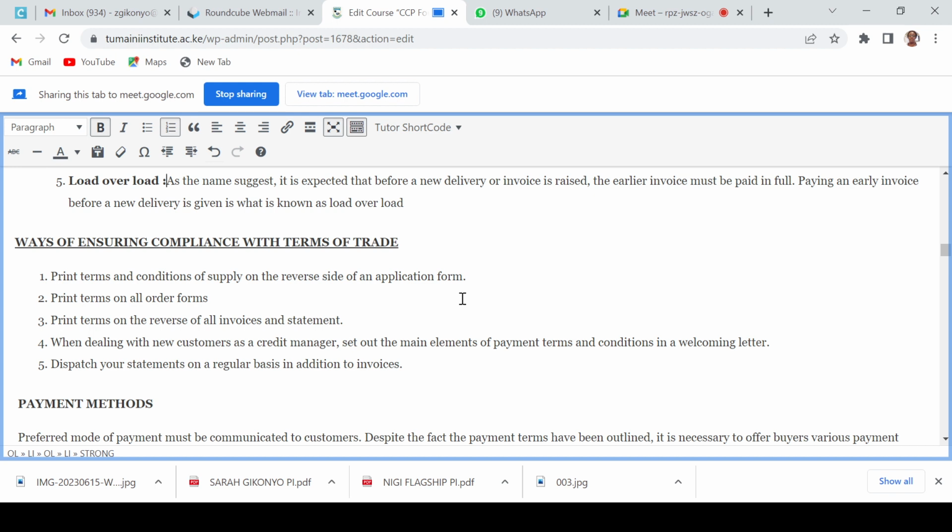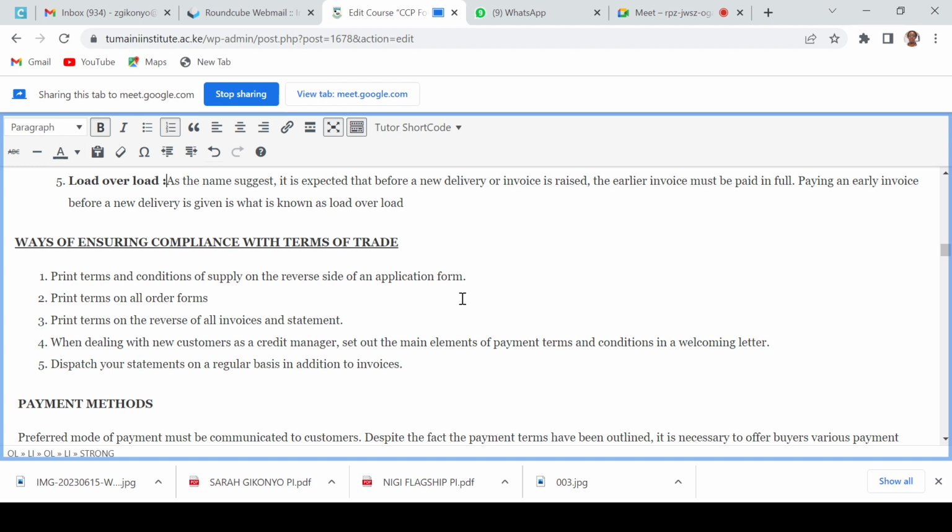So when dealing with new customers as a credit manager, we also say make sure that you send a welcoming letter detailing the terms and conditions. So hii unamtayarisha, unamwambia, by the way, your terms are net 60. So hata akija kusema mimi sikujua tunafaa kulipa lini, already documentation is there.